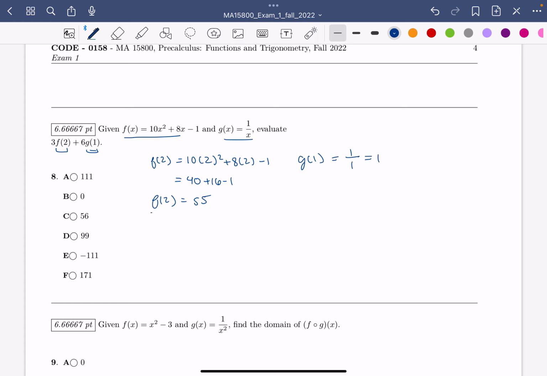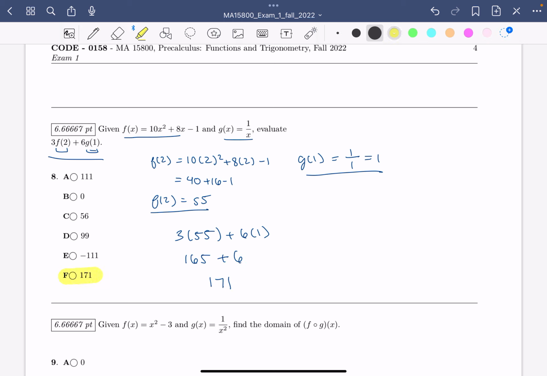Now we just need to plug in this value and this value into this. So we get 3 times f of 2, which is 55, plus 6 times g of 1, which is 1. And that's 55 times 3, which is 165, plus 6, that equals 171, or an answer of F.